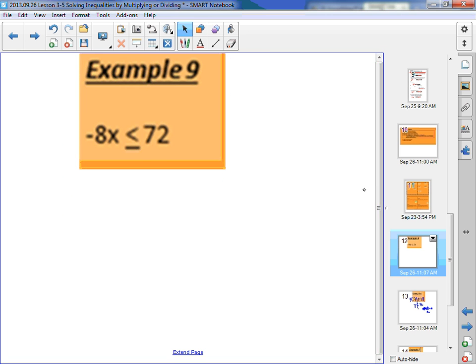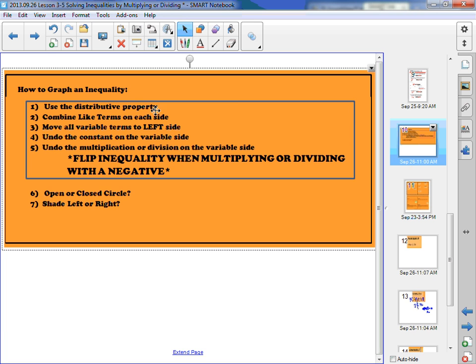Okay, so one thing I want to point out, basically today what we're doing in our orange packet is step 5 right here that says undo the multiplication or division on the variable side. That's basically the skill that we're learning. However, if you'll notice directly underneath that, there are these big words, capitalized, bolded, centered, so it's important stuff. You have to flip the inequality when multiplying or dividing with a negative number.